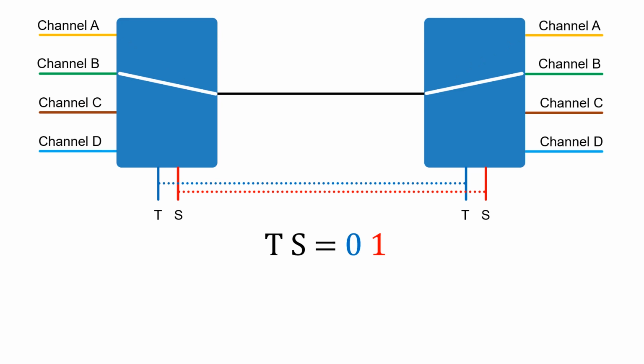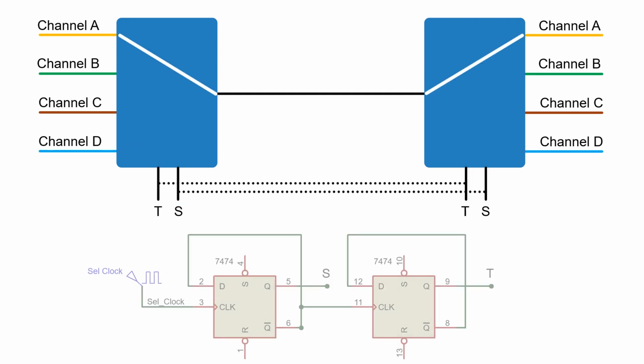When TS is 01, it's channel B. When TS is 10, it's channel C. And when TS are both high, it's channel D that's transmitted and received.